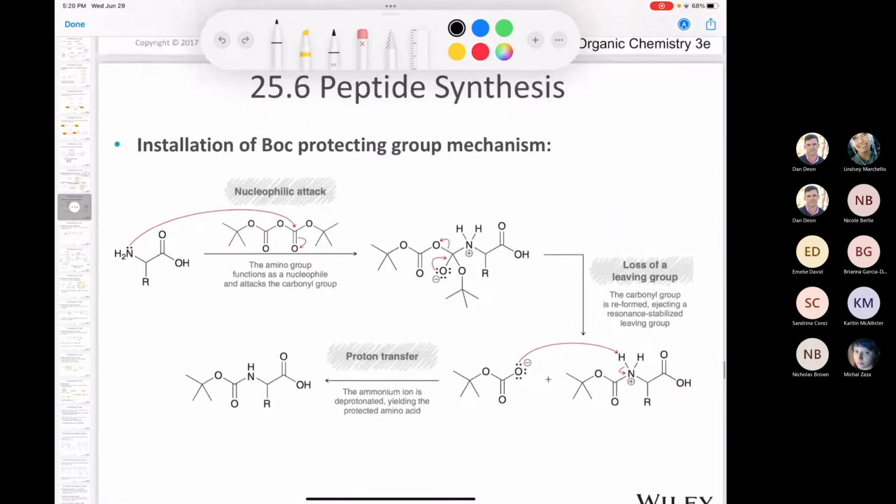This is the mechanism for the installation of the BOC protecting group. I showed you the first step a couple of slides ago. I'm not going to ask you any of this, so I'm going to put on here, will not ask the mechanism of BOC protecting. If you want to go over it on your own time, be my guest, but it's nothing I'm going to ask you on your quiz or final exam.